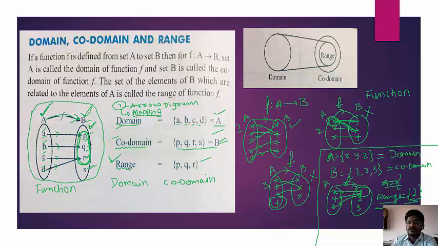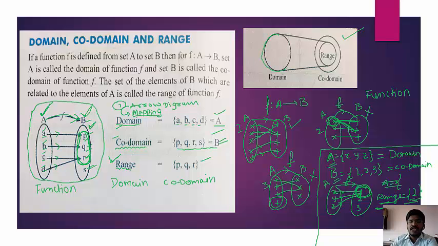This f becomes mapping, straightforward. A is called domain, B is called codomain, and the range is singleton set 1 because that is the only image of all the elements in domain. Clear, students? So see this diagram very carefully.